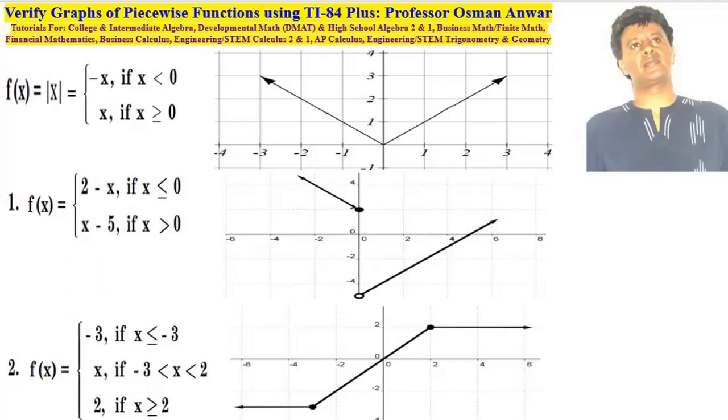Here we're going to graph the absolute value of x. The absolute value of x is the same as minus x if x is less than 0, which is a negative slope, and it is x if x is greater than 0. So that's the absolute value of x.